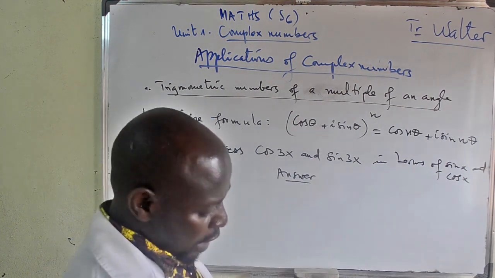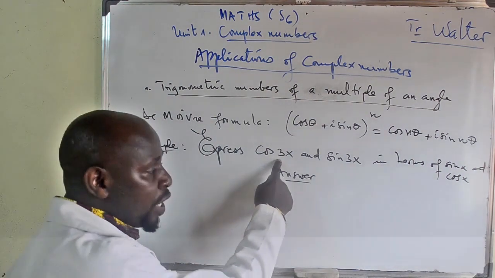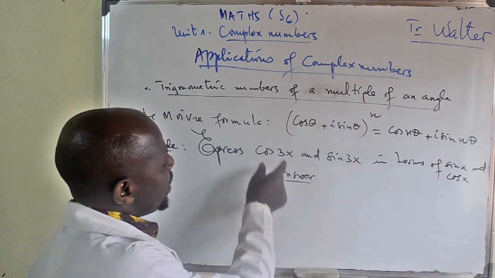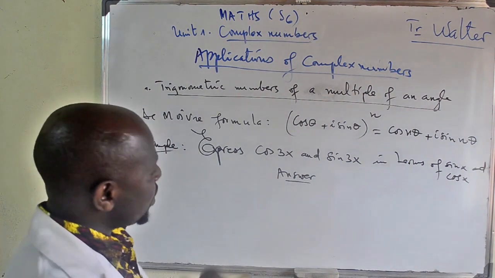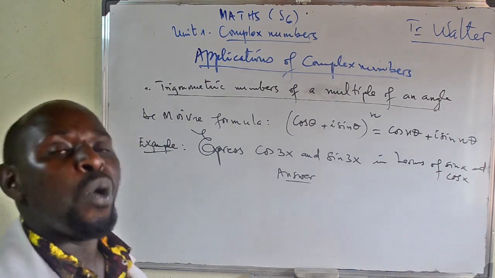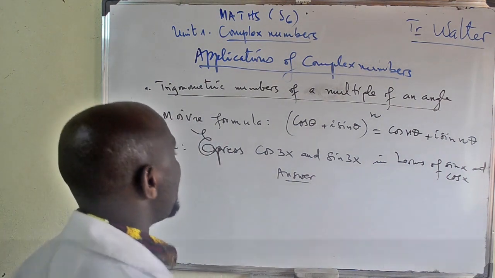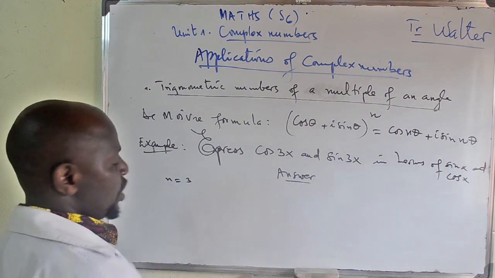The first thing, ladies and gentlemen, you will see is that here n equals 3. The multiple, x is the angle and its multiple is 3. We shall just multiply x by 3. It means that the angle x is multiplied by 3. So what are we going to do? So n here equals 3, ladies and gentlemen.